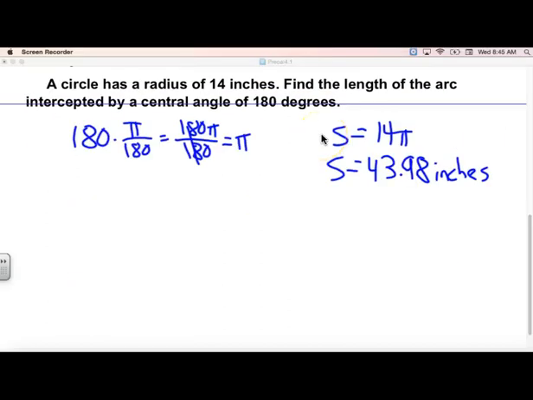All right, so as you can see right here, we converted 180 degrees into pi radians and then plugged it into our formula, did the radius, which was 14 inches, times the angle, which was pi radians. 14 times pi gave us 43.98 inches, which would be the arc length of a circle with a 14-inch radius and with a 180 degree central angle.